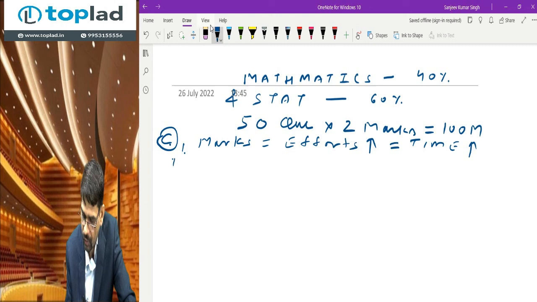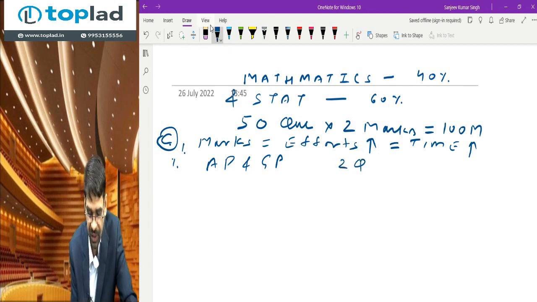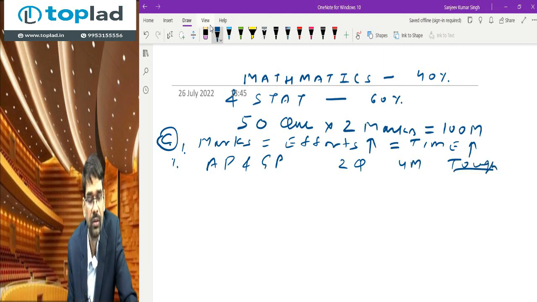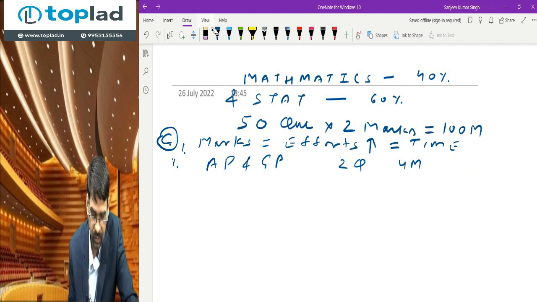So see, our number 1 chapter is AP and GP. Our institute asked around 2 questions from this chapter, means 4 marks, and students feel like this is tough. This is tough, very hard.